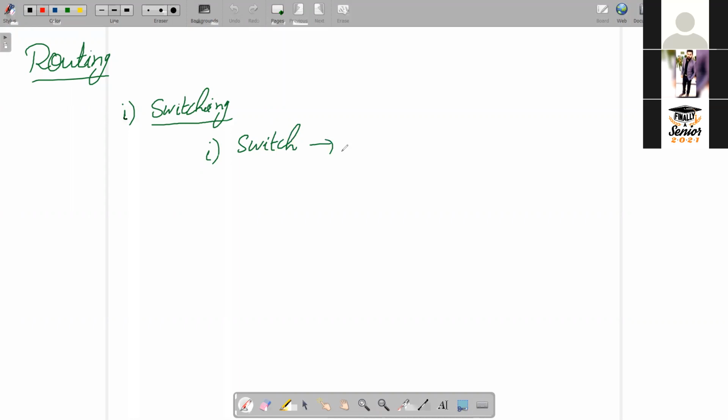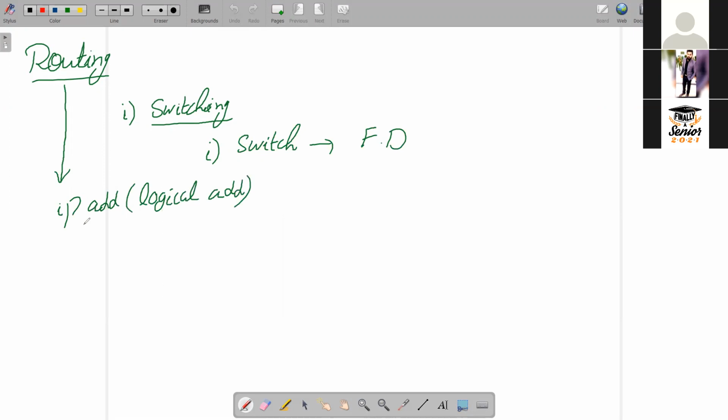And what is a switch? A switch is simply a forwarding device, just like a router. But there is a difference. All the devices which use IP addresses, and IP addresses means the logical addresses, for their communication are called layer 3 devices. Layer 3 means the network layer of the OSI reference model.